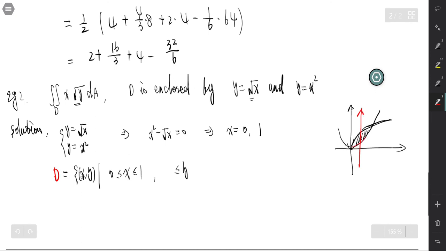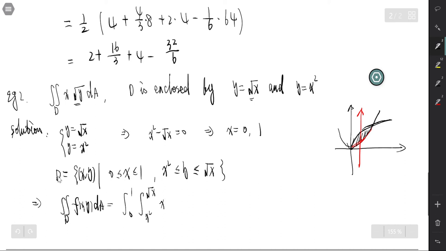The lower limit is this curve, y equals x squared. The upper limit is y equals square root x. So the integration of f(x, y) dA is x from 0 to 1, y from x squared to square root x, of x square root y dy dx. From 0 to 1, x times 1/2, so that is y to the 3 over 2, times 2 over 3, from x squared to square root x, and then dx.